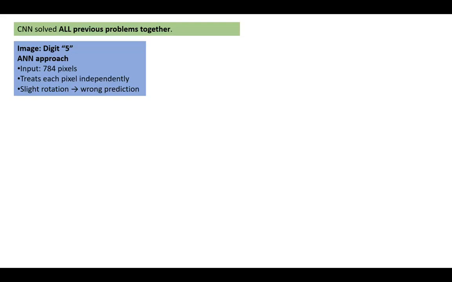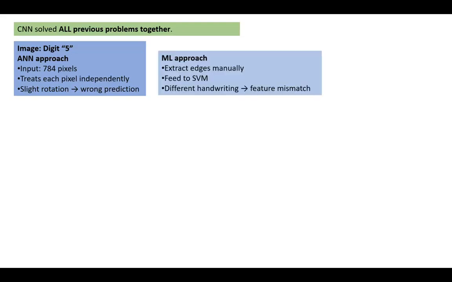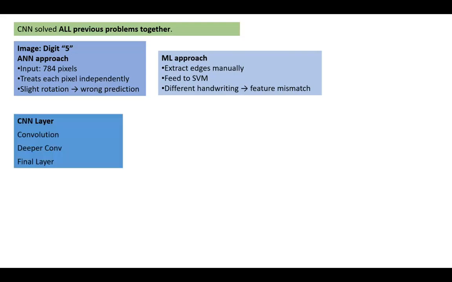So let me take the same old example of an input digit 5 from the MNIST dataset. In the case of the ANN approach, as we already saw, the input is 784 pixels. This will treat each pixel independently. So even if I slightly rotate it, it leads to a wrong prediction. In the machine learning approach, I should extract the edges manually, then feed them into a machine learning model like SVM or KNN or whatever it might be. Once the handwriting is different, the features will mismatch.